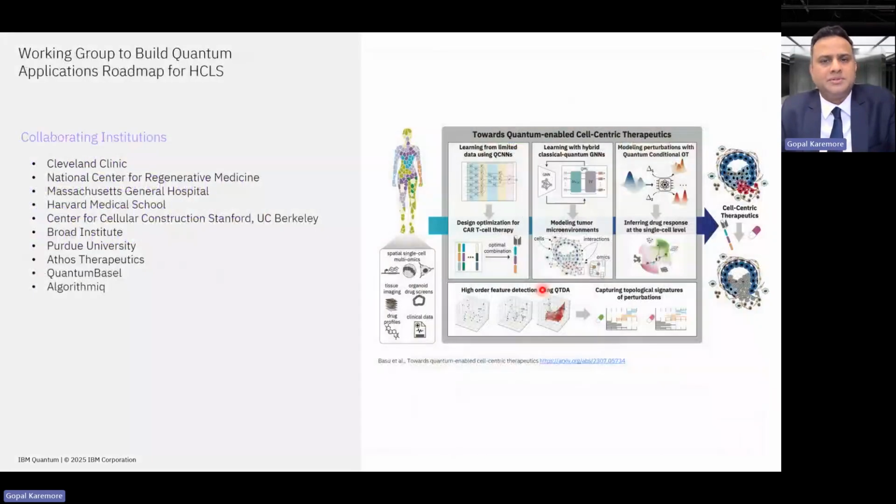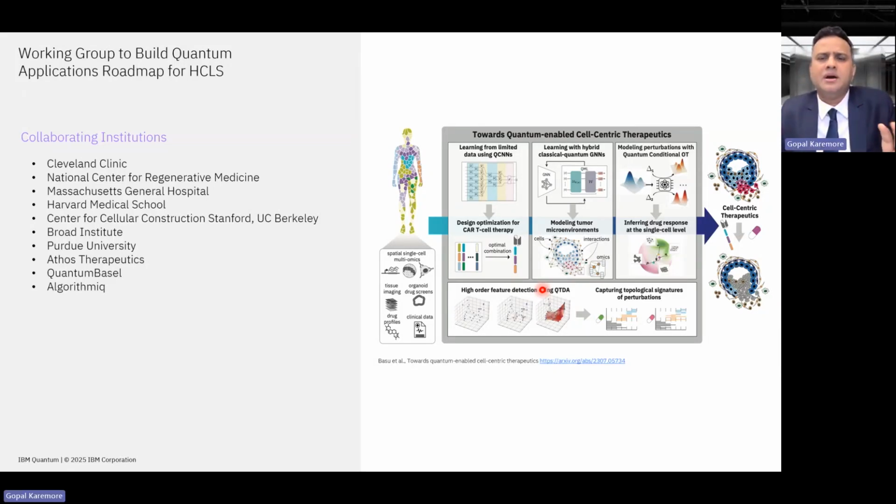So what we do here is, we have set up a working group within the HCLS community. And this is a paper that you would appreciate going through. This is a paper that we published. It is a perspective paper, a collaborative work between Cleveland Clinic and IBM, of course, but also startups and academia.